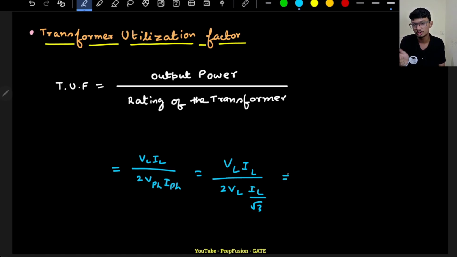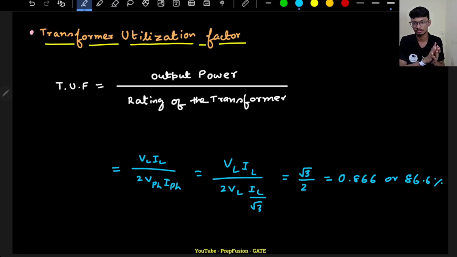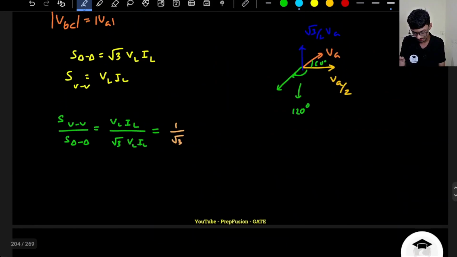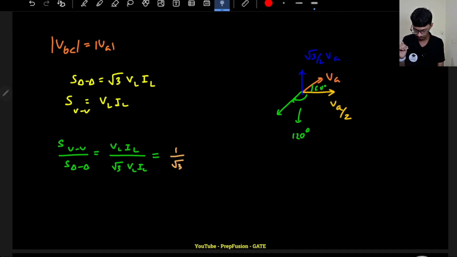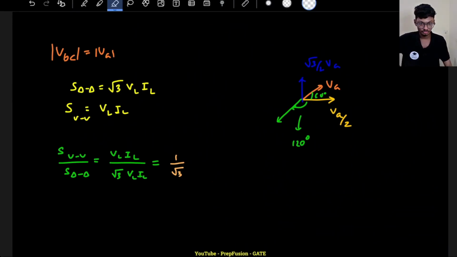So from here I get a very beautiful expression: the transformer utilization factor is root 3 by 2, or it is 0.866, or it is 86.6%. This can also be asked in other exams, not GATE, in other exams like AEE exams, this particular relationship can be asked. So I hope it is now clear about the ratio of delta delta power transfer and normal open delta transfer. Okay, so this was about the case.